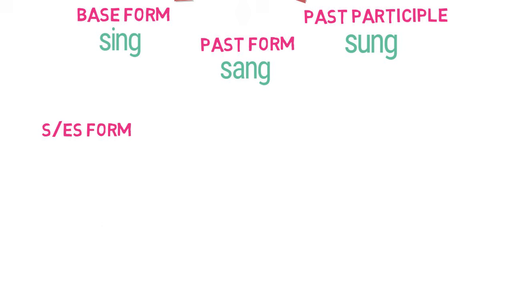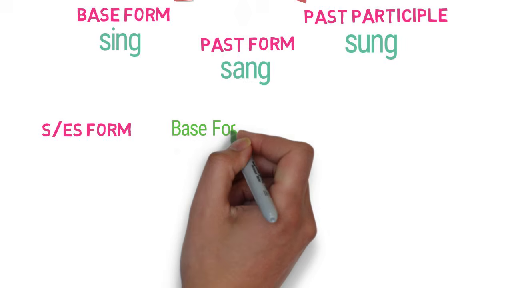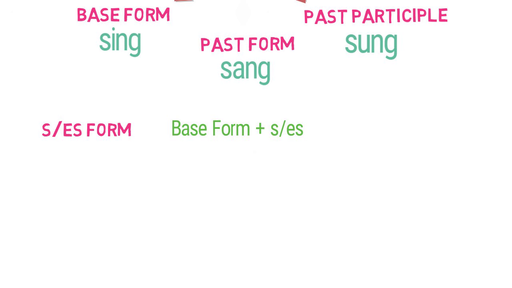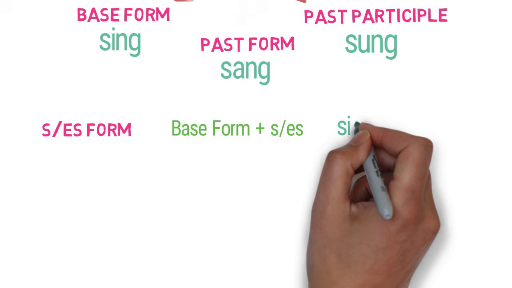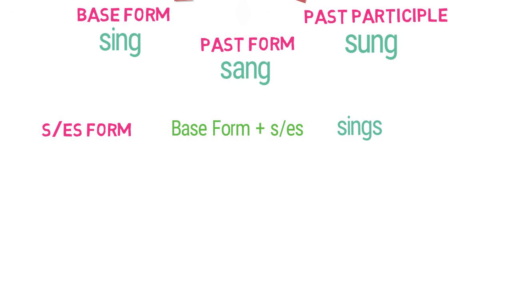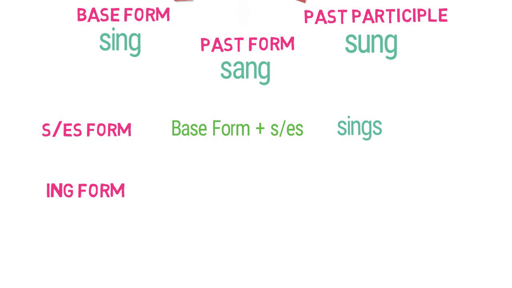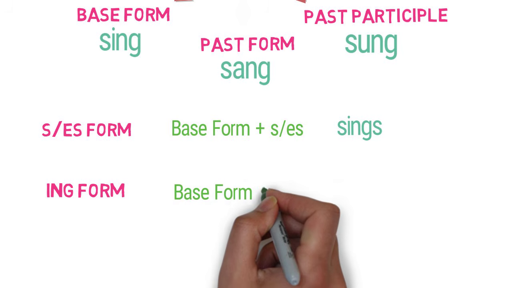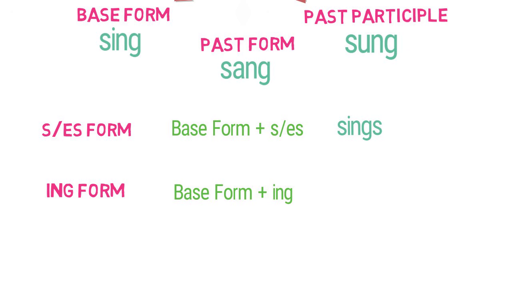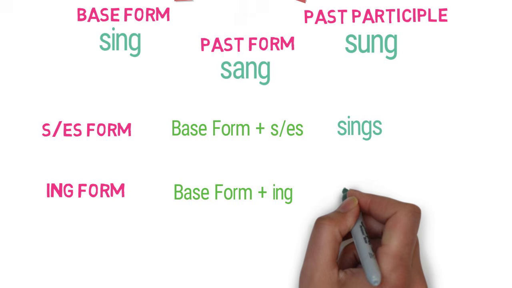S/ES form. It is used when the subject is third person and singular. Base form plus S or ES gives this kind of verb. Example, sing becomes sings here. Note the S at the end. ING form. It is used when the work is continuing while we are talking about it. Base form plus ing gives this form. Example, sing becomes singing.